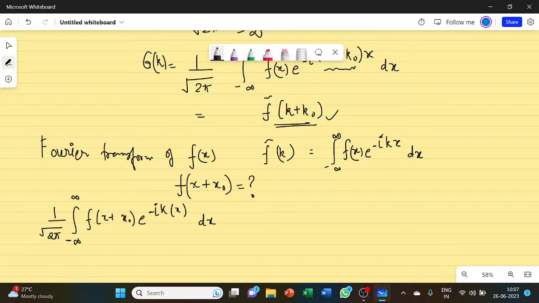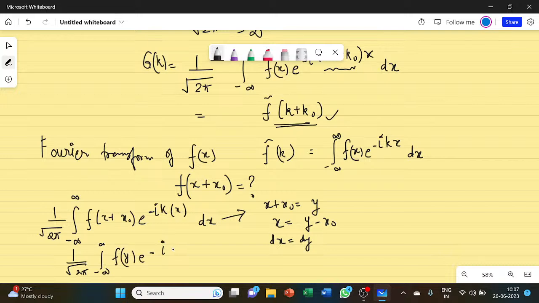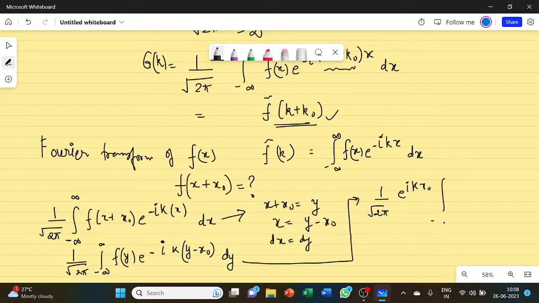If I want to write the Fourier transform of f of x plus x naught, here I can write x plus x naught simply equals y. So x would be equal to y minus x naught, and dx will be equal to dy. So this is 1 upon root 2 pi, integral from minus infinity to plus infinity, f of y e to the power minus iota k times y minus x naught, and instead of dx I write dy. So this integration will become 1 upon root over 2 pi, e to the power iota k x naught, and then the integral from minus infinity to plus infinity of f of y, e to the power minus iota k y, dy.